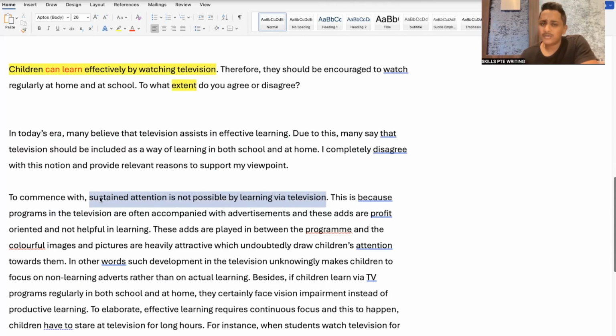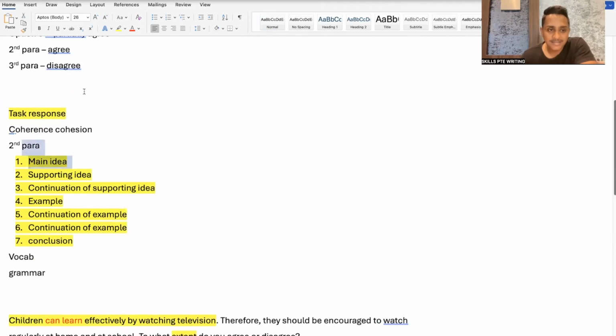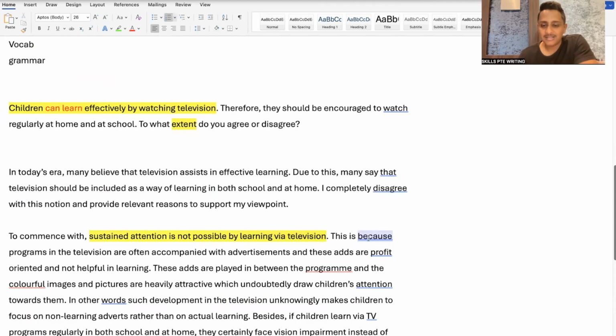Good idea. Great. That's what we thought. We'll get distracted. This is because that is second. First line is done and dusted. Second line. This is because programs in the television are often accompanied with adverts, and these ads are profit oriented and are not helpful in learning.